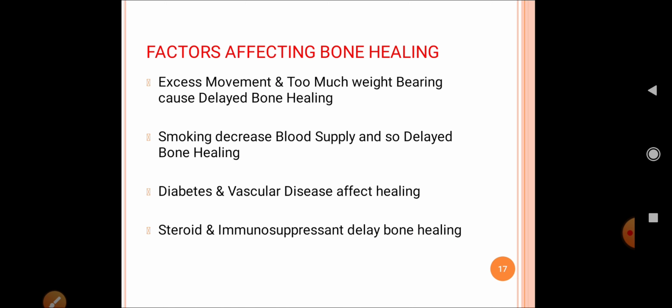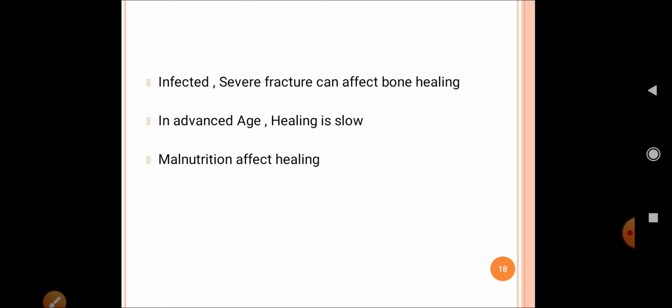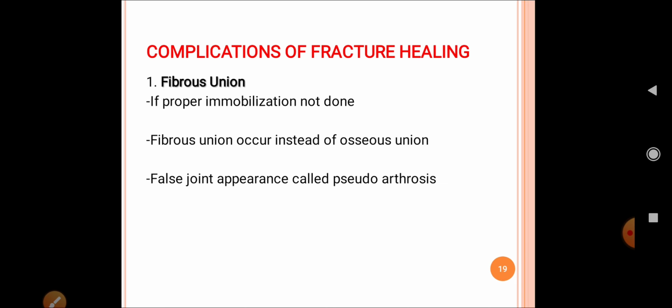Factors, obviously excessive movement will delay bone healing. If you are a chronic smoker, then blood supply is less and it can delay bone healing. Diabetes, steroid, immunosuppressant drug, infection, advanced age, all can delay your healing. Malnutrition also can affect the healing.